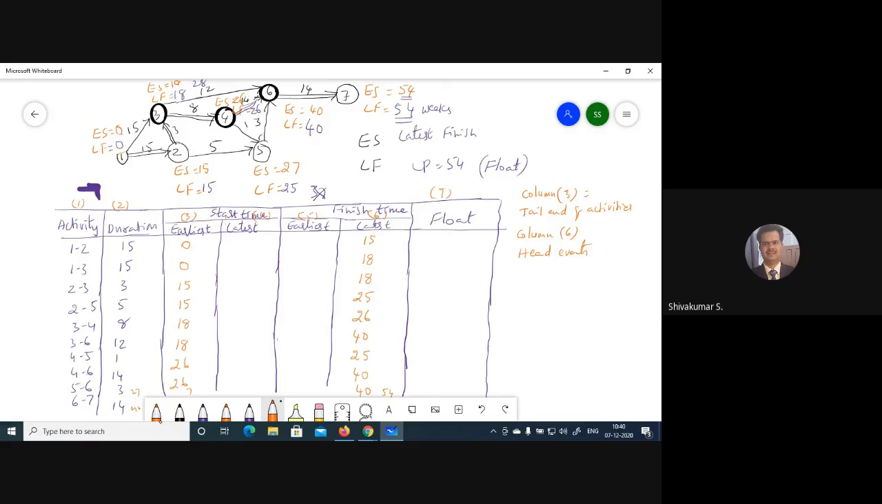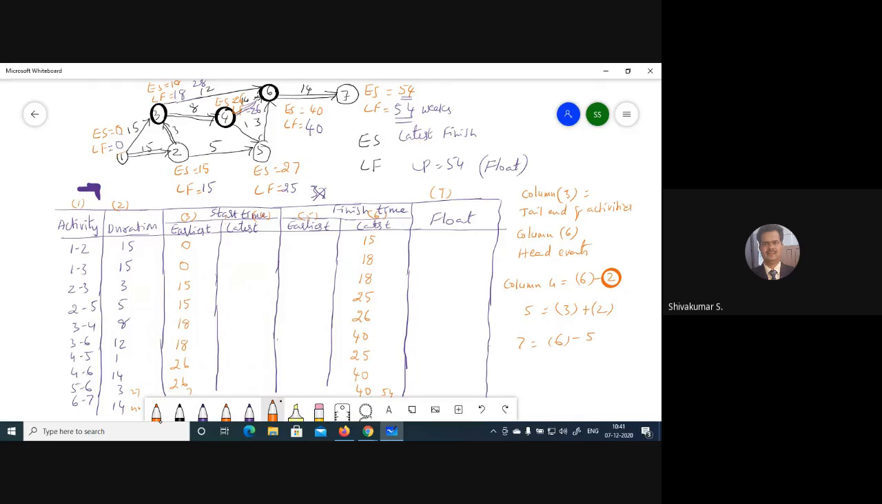Okay. Next, column 4. Column 4 equals column 6 minus column 2. Column 5 equals column 3 plus column 2. Column 7 equals column 6 minus column 5. Okay. Now these will be the values.